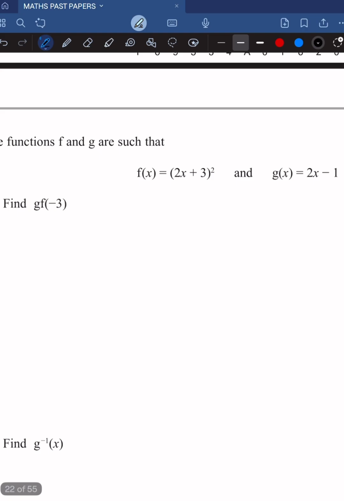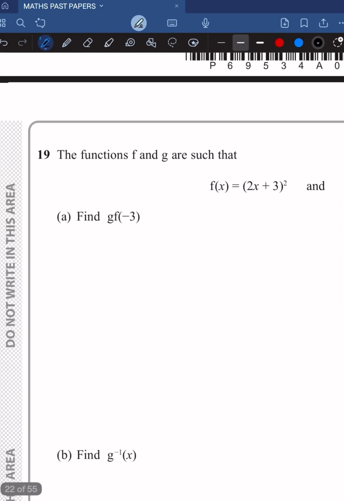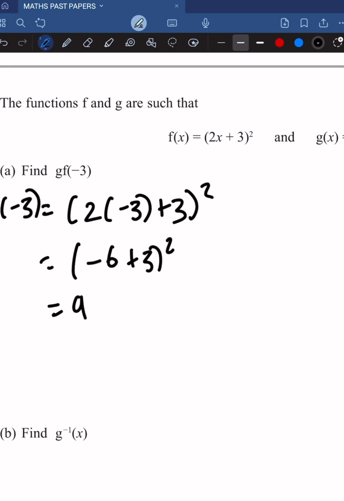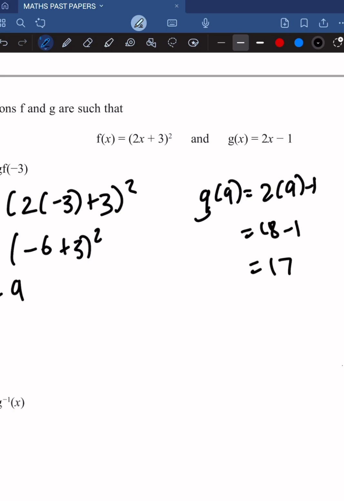First, you can substitute minus 3 into f. So f of minus 3 is (2 times minus 3 plus 3) whole squared, which is essentially, let's simplify that, (minus 6 plus 3) whole squared. Minus 6 plus 3 whole squared is 9. And now we can substitute 9 into g. So g of 9 is 2 lots of 9 minus 1, which is 18 minus 1, which is 17.